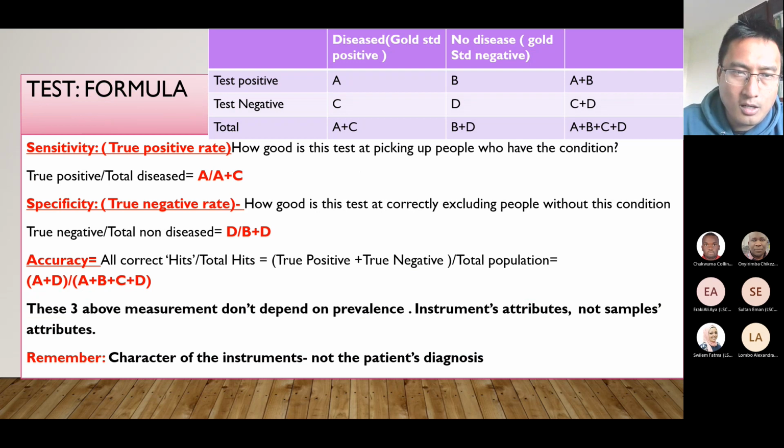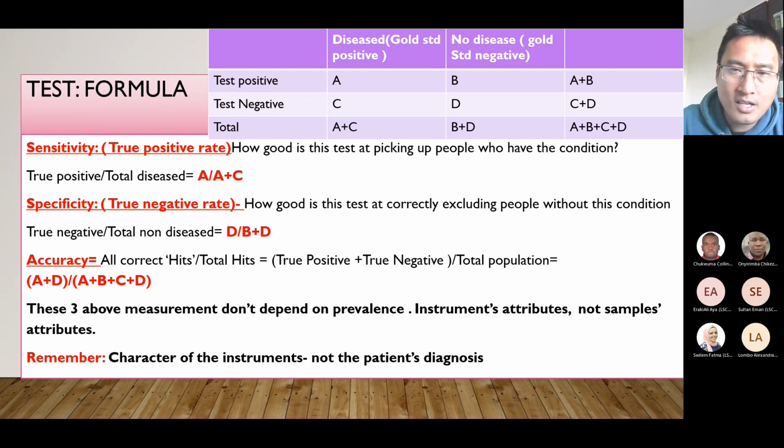Now there are some formulas called sensitivity. For sensitivity, it's true positive. For true positive, what you have to do is A, and you go in this direction. The sensitivity is in comparison with a gold standard. So with the gold standard, you always need to go in this direction. So true positive divided by A plus C gives sensitivity. If it is specificity, it's a true negative, you take B divided by B plus C.